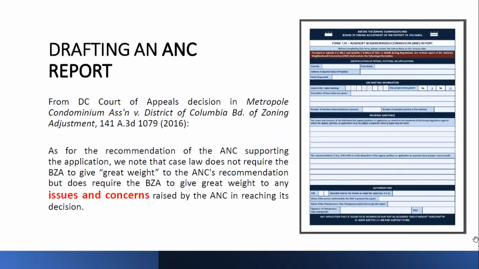So this is what I was referring to earlier. The DC Court of Appeals decision in the Metropole Condominium Association versus the DC Board of Zoning Adjustment, that's where the issues and concerns being given great weight came out of. It stated, as for the recommendation of the ANC supporting the application, we note that case law does not require the BZA to give great weight to the ANC's recommendation, but it does require the BZA to give great weight to any issues and concerns raised by the ANC in reaching its decision.